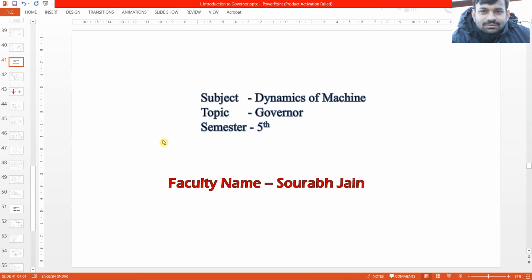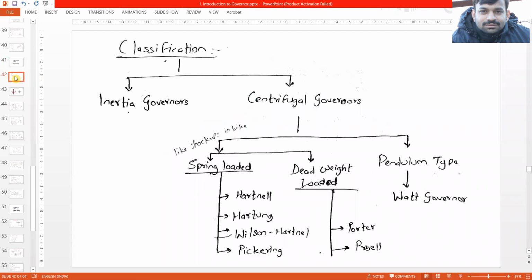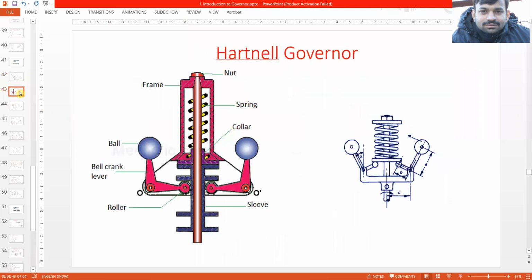And in today's class, we are going to continue our discussion over the governors. So in previous class, we started with the spring-loaded governor. So far, we have studied about Watt governor, Porter governor, and Crowell governor. In previous class, we discussed about the Hartnell governor, that is the first spring-loaded governor. Okay, so let's just quickly revise it.